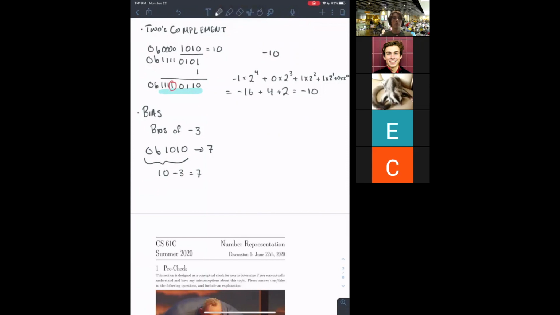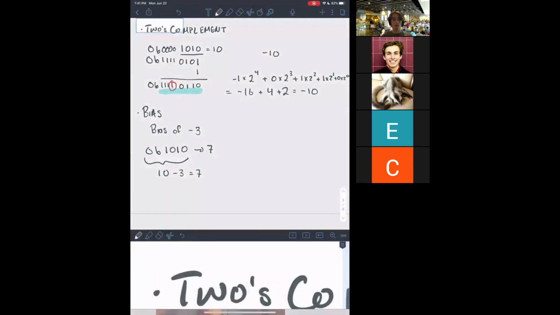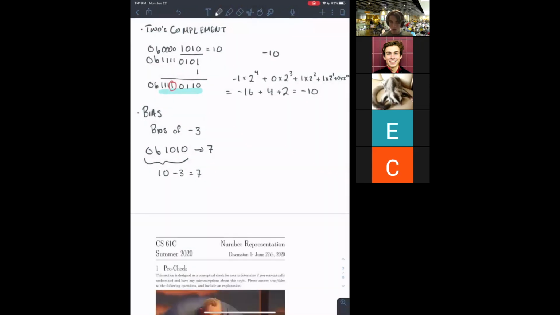So any questions on negative numbers? On 2's complement, bias notation, number representation in general before we move into the worksheet?